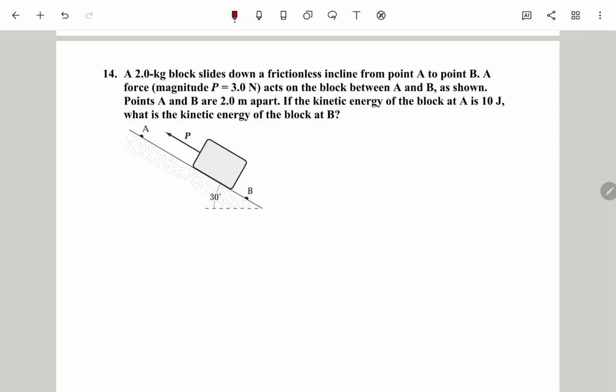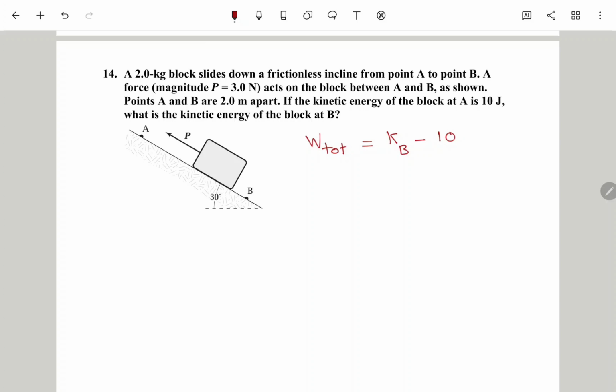A 2 kilogram block slides down a frictionless incline from point A to point B. A force with magnitude P equal to 3 newtons acts on the block between point A and B as shown. Points A and B are 2 meters apart. If the kinetic energy of the block at point A is 10 joules, what is the kinetic energy of the block at point B? Again, work total equal to the kinetic energy at B, this is missing, minus 10.